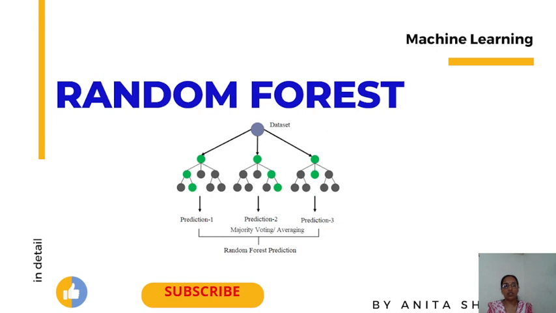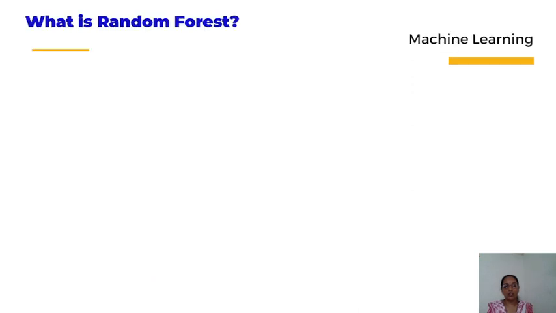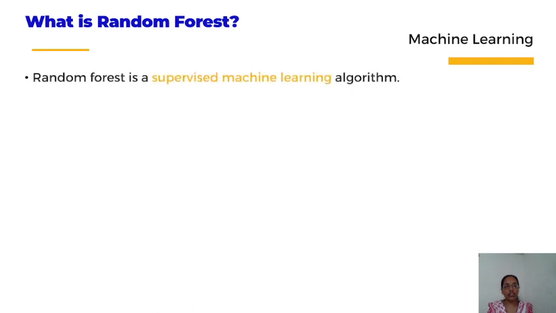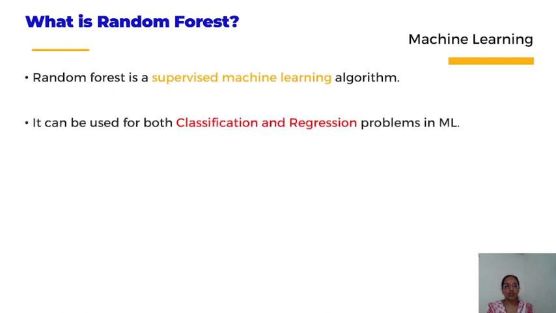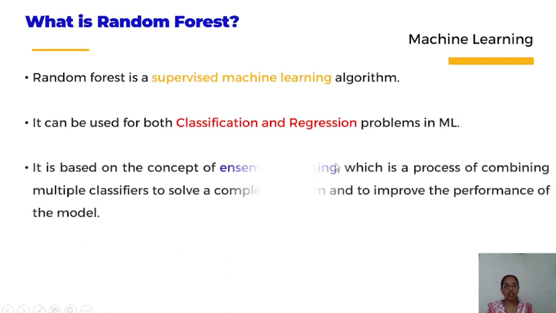In this lecture, we will understand one of the bagging techniques, that is random forest, in detail. So let's get started. Here, first we will understand what is random forest. As I have told you, random forest is one of the bagging techniques. Random forest is a supervised machine learning algorithm. It can be used for both classification and regression problems in machine learning.